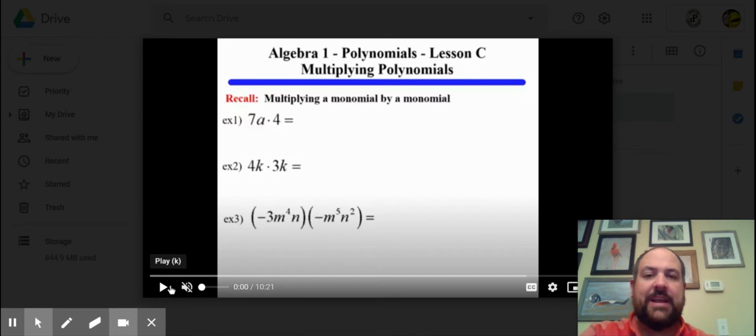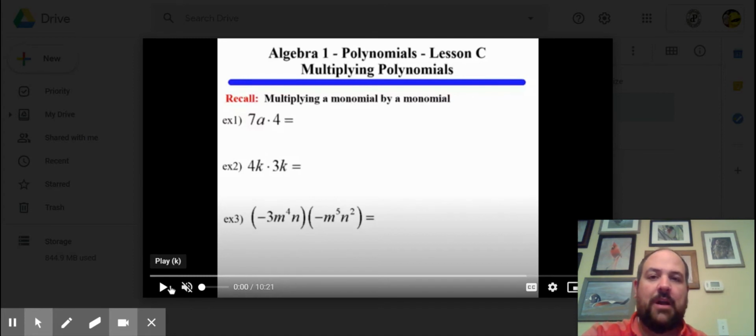At first glance, it might seem like it's something totally new to us, but really we have already done some multiplication with polynomials. These first three examples, 1, 2, and 3, are all examples of multiplying monomials by monomials. We talked about these earlier in the year when we looked at combining like terms and distributing. We talked about this kind of idea in the exponents unit that we just went over. So let's take a look at these first three.